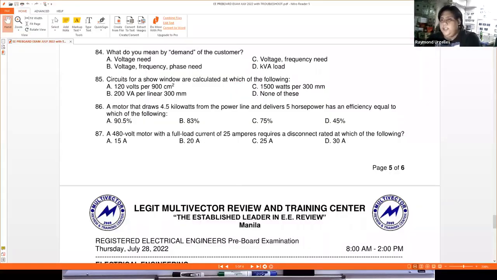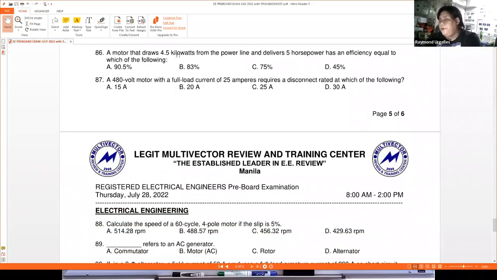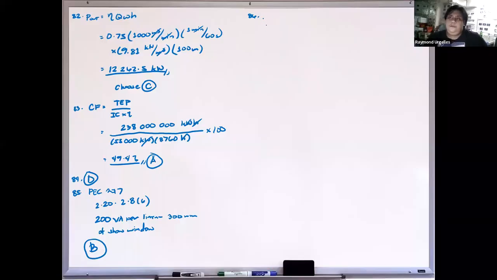So this is our number 86. We are given an input power of 4.5 kilowatts and an output power of 5 horsepower. We are looking for the efficiency. So the efficiency will be output power divided by input power, multiplied by 100. From the given, this is 5 horsepower. Let me convert it to kilowatts.